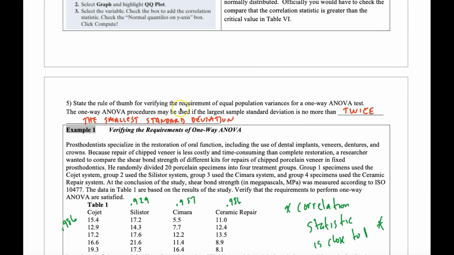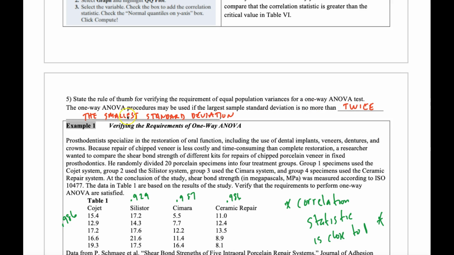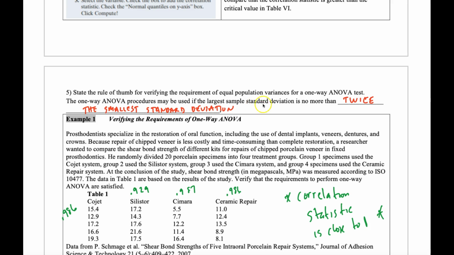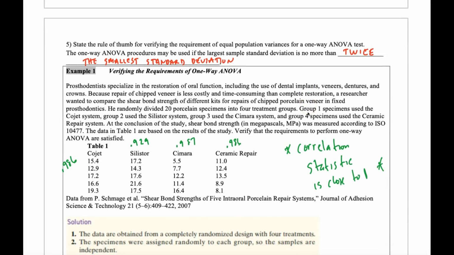There's also a rule of thumb we use to determine the requirement of equal population variances for a one-way ANOVA test. And here's the rule here. A one-way ANOVA procedure may be used if the largest standard deviation from your samples is no more than twice the smallest standard deviation. Remember, variances and standard deviations are pretty much related to each other, right? Because one is the square root of the other, or one squared is the other. And so that's the rule of thumb we would use.